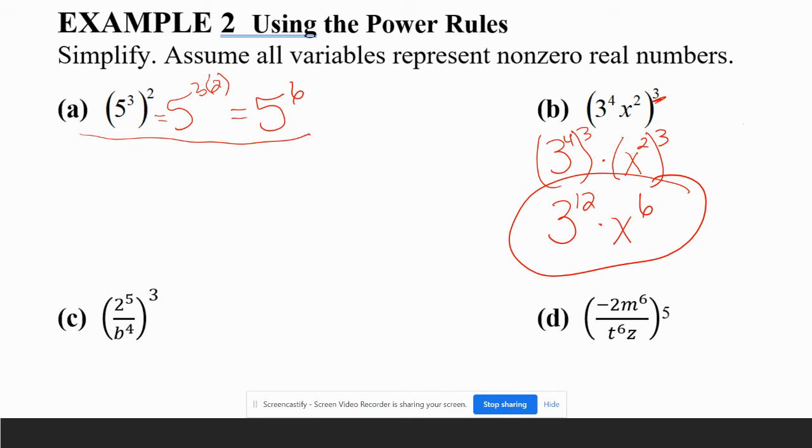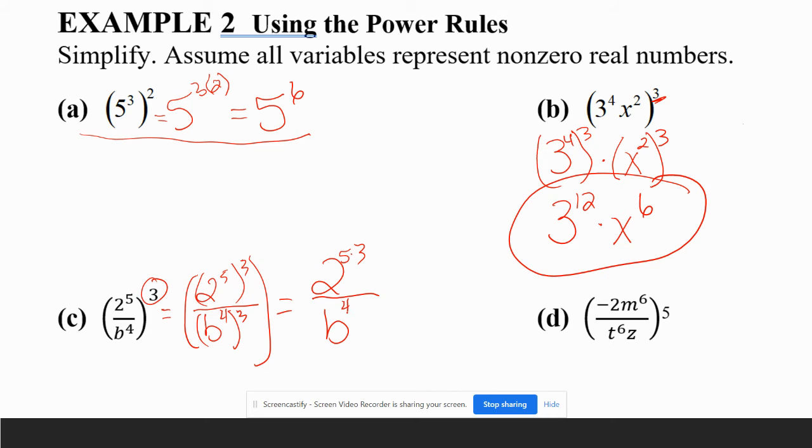For letter C, we're going to do the same thing we just did with B. We know that this third power will be applied to both the numerator and the denominator. And then using the power rule number 1 that we did for A, we do 2 to the 5 times 3 power and B to the 4 times 3 power. 5 times 3 is 15, and 4 times 3 is 12. So 2 to the 15th over B to the 12th.